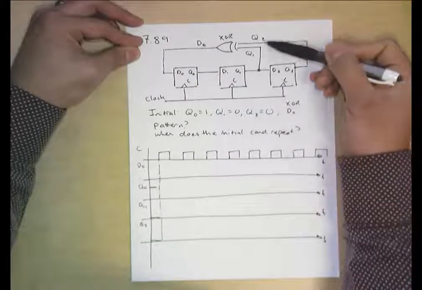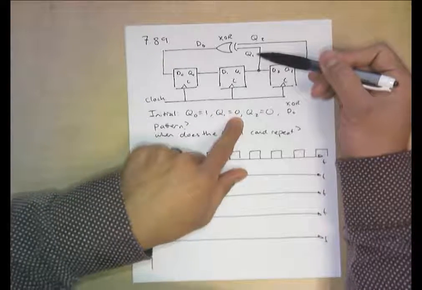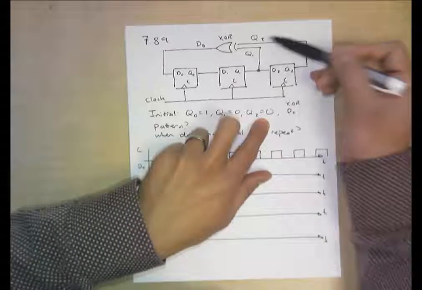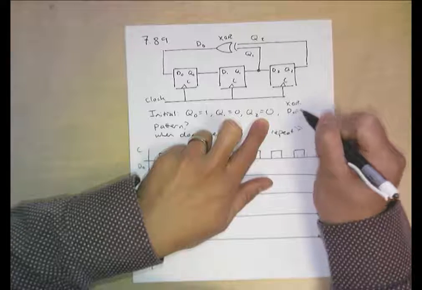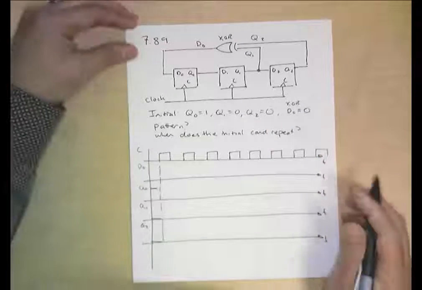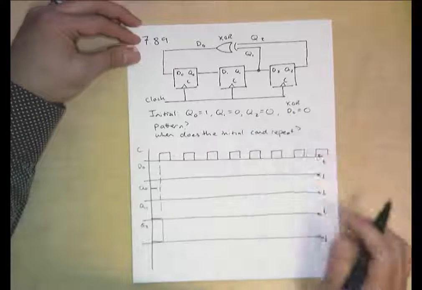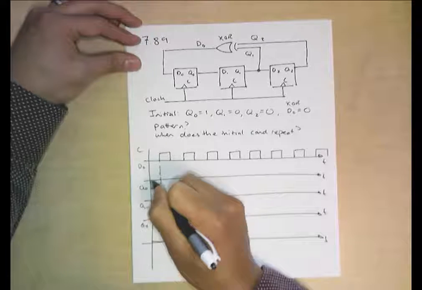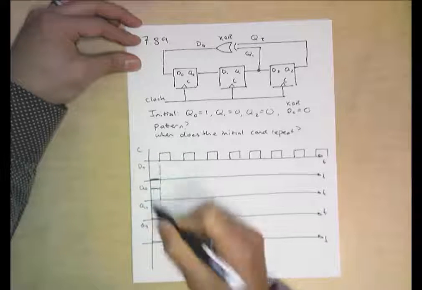So what do we have? Q1 is 0 and Q2 is 0, so D0 is equal to 0 by the exclusive OR, because they're the same. Alright, so that means this is 0 down here. So this is our starting condition.